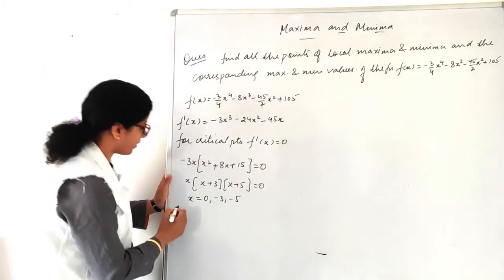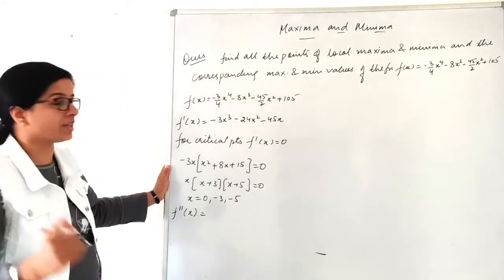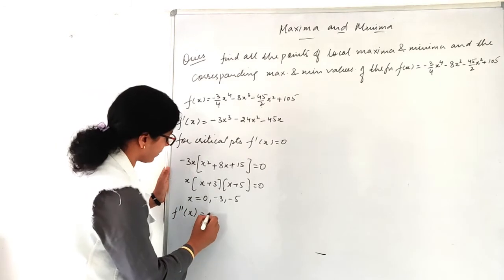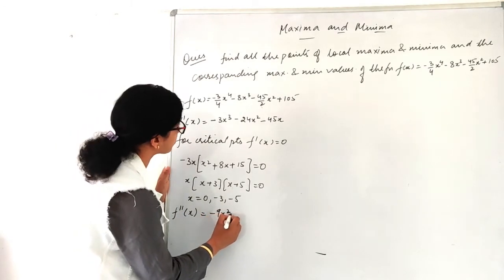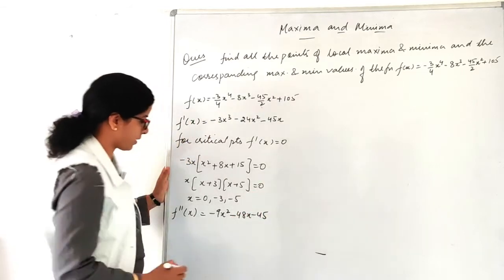Now we will find f double dash x because we are using the second derivative test, okay? So it will become minus 9x square minus 48x minus 45.